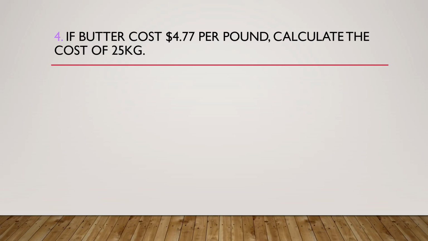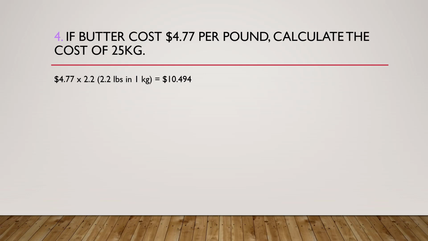Let's take a look at the cost of butter. If we paid $4.77 per pound, let's calculate the cost for 25 kilograms. So we're going to need to know the relationship between pounds and kilograms. I'm going to right off take what I paid per pound and multiply that by the amount of pounds per kilogram. 2.2 pounds is equal to a kilogram.